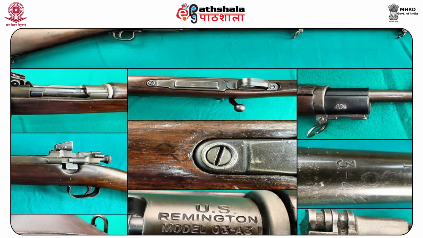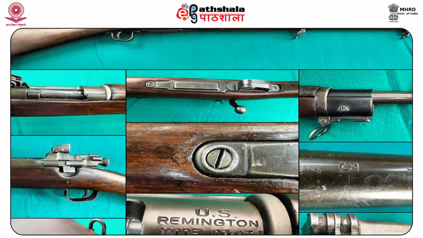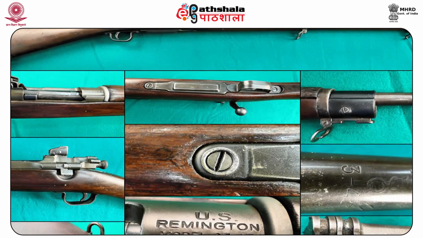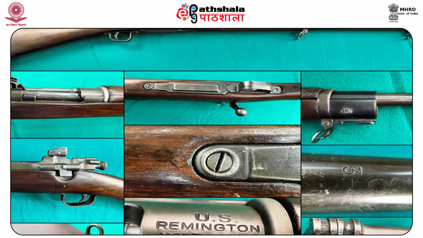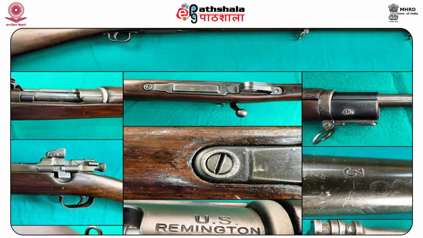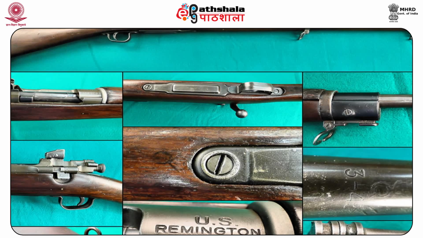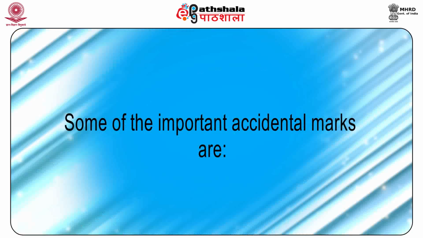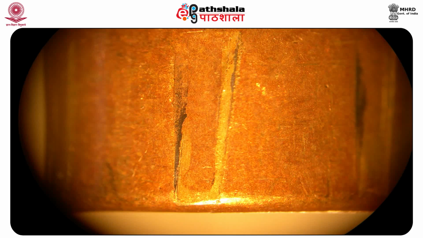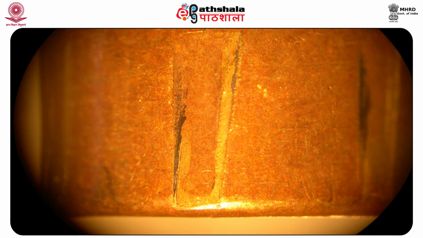Besides, there are several other marks which occur on different parts of the firearm, not within the control of the manufacturer. These marks are called accidental marks, which are very helpful in identifying the firearm. Some of the important accidental marks are: number 1, breech block marks.